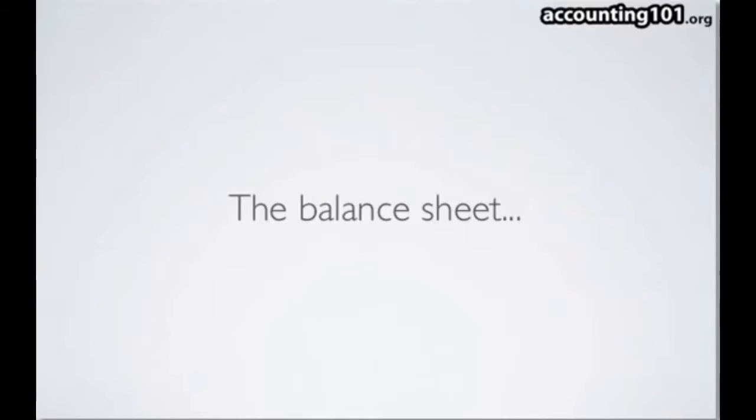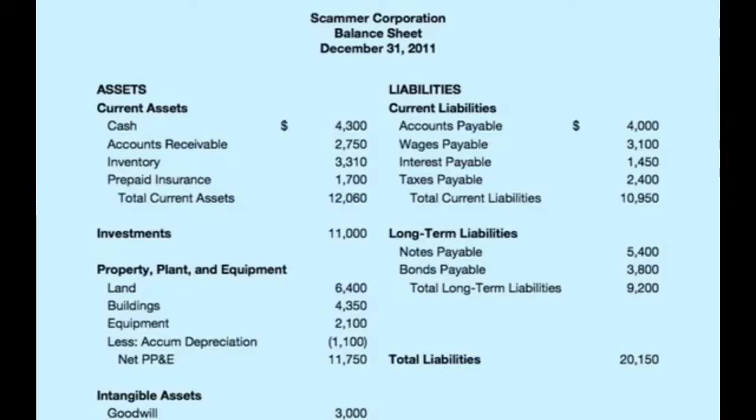So, the balance sheet. So we're looking at the balance sheet from Scammer Corporation, and at the top you see that it says Scammer Corporation balance sheet December 31st, 2011. So we'll start our explanation right there. Notice that it just says December 31st, 2011. It doesn't say for the period ending December 31st, 2011.